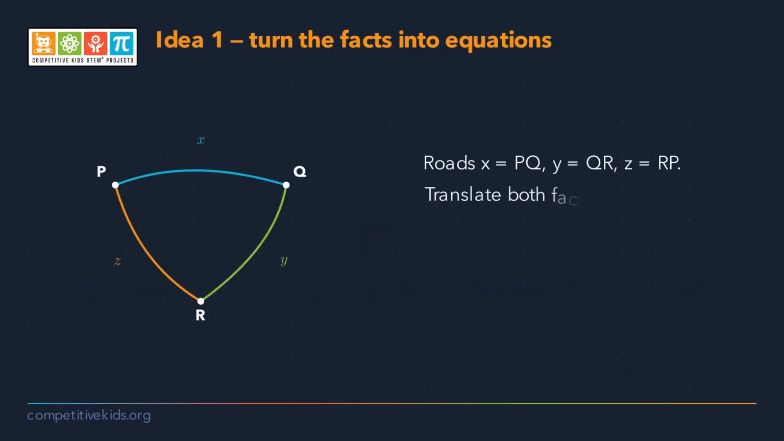Let's name the 3 roads. Call P to Q the length x, call Q to R the length y, and call R to P the length z. Now translate the 2 facts about routes into equations. What do you get?